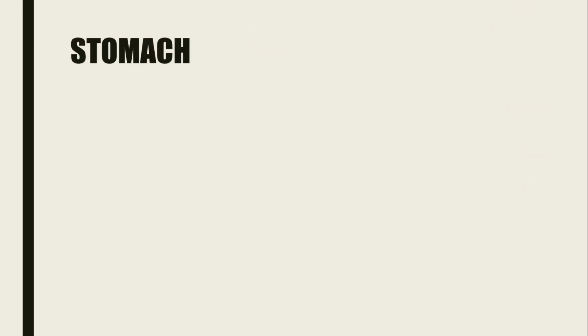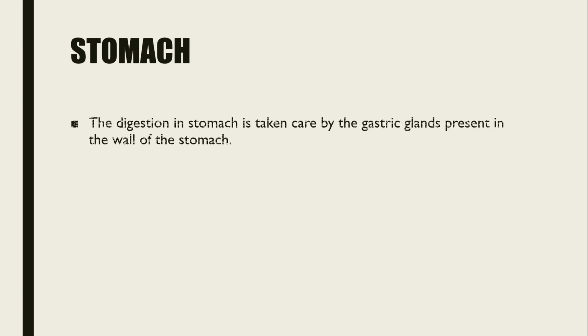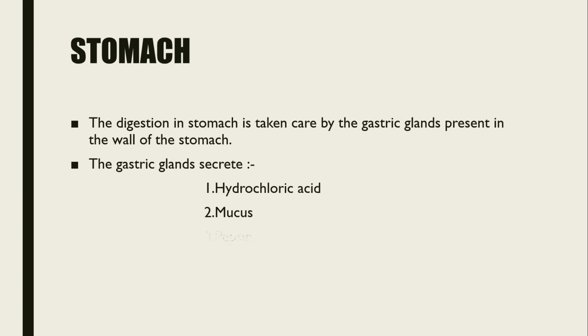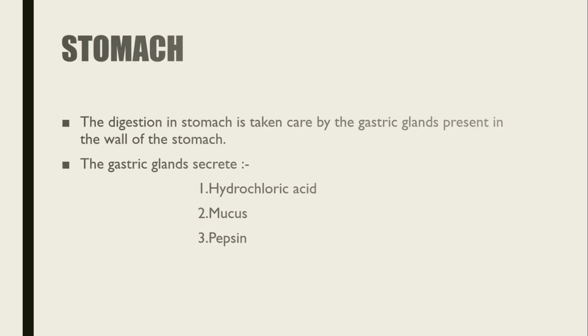The stomach is a large organ which expands when food enters it, and the gastric glands present in the wall of the stomach help in digestion. These gastric glands secrete hydrochloric acid, mucus and pepsin. Let's see them in detail in the next slide.